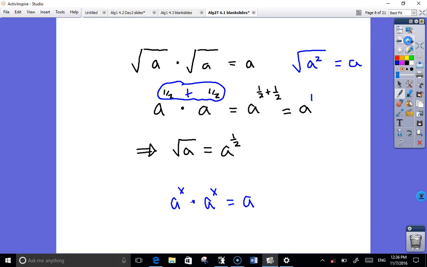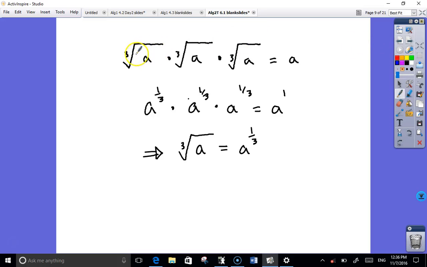Okay, now if you take cube roots, the cube root of a times the cube root of a times the cube root of a would be the cube root of a to the third. You could put them all under one radical. But the cube root of a to the third is just a, since you multiplied it together 3 times. Well, with rational exponents, that means a to the 1/3 times a to the 1/3 times a to the 1/3. Because when you add them all up, what do you get? 1/3 plus 1/3 plus 1/3 is 1. So actually the cube root of a is the same thing as a to the 1/3. Right, just another way to write a radical.